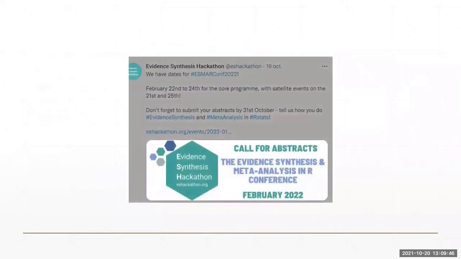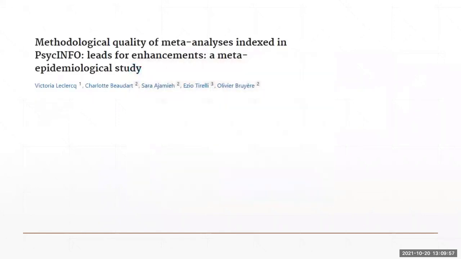So that was the introduction. Now we're going to the sad part of the presentation. I will show you two meta-studies about meta-analysis. The first one is called Methodological Quality of Meta-Analysis Indexed in PsycInfo: Leads for Enhancement, a meta-epidemiological study. It's an analysis of the quality of meta-analyses that were published in PsycInfo, not only psychological meta-analyses.